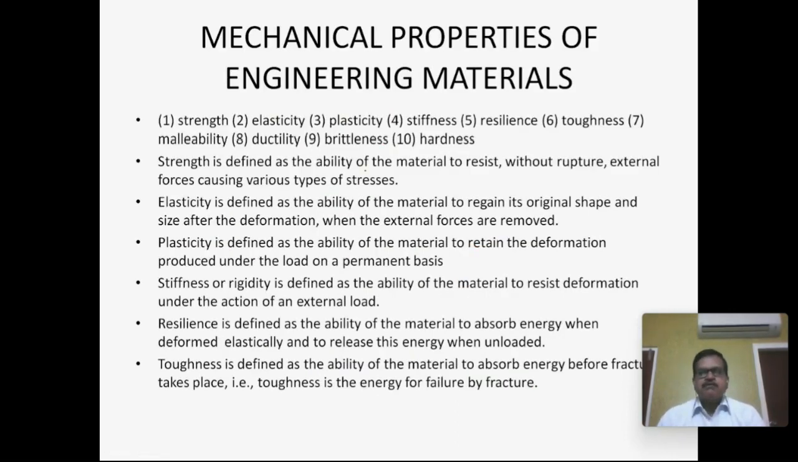Mechanical properties of engineering materials. So the properties like strength, elasticity, plasticity, stiffness, resilience, toughness, malleability, ductility, brittleness, hardness. So these are the main mechanical properties of engineering materials. A particular product may not need all these properties, but some of the products require a combination of these or simply one. So first we start with the strength.